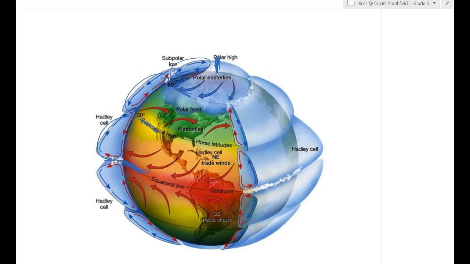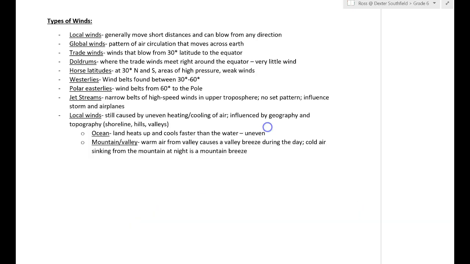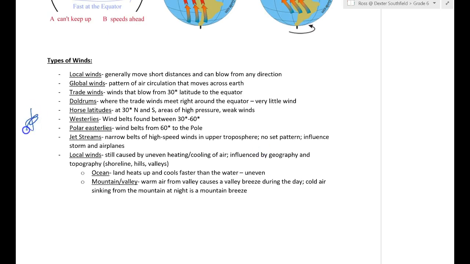Okay? Those are known as Hadley cells, or those are known as convection cells or convection currents, right? Those are all kind of the same words to describe the same thing. I love this image here. It goes over a lot of those vocabulary words like Hadley cell, horse latitudes, westerlies, polar fronts, polar easterlies. So it's a lot of those winds that we see right here. You actually get a visual of them down below.